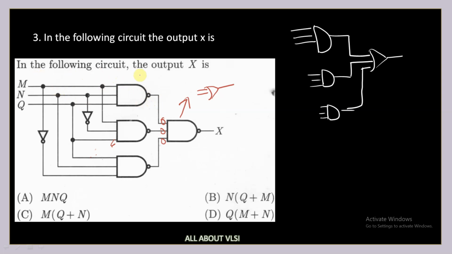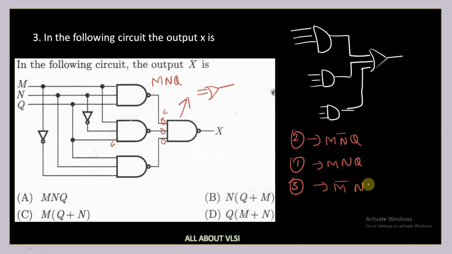Here we are going to get M, N and Q. Here, am I right? M, N, Q, exactly. And in the second gate I am going to get M, N bar, Q. In the first gate I am going to get M and Q, and from the third gate I am going to get M bar, N, Q.